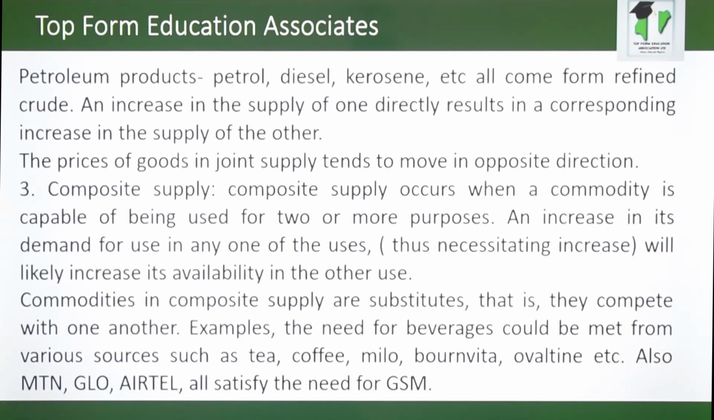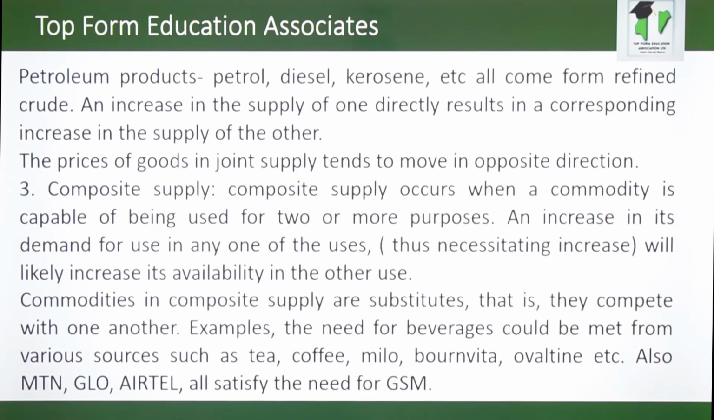Finally is composite supply. Composite supply occurs when a commodity is capable of being used for two or more purposes. When a commodity is being used for two or more purposes, we say it has a composite supply. An increase in its demand for use in any of the uses will likely reduce its availability in the other use. I've given an example with them.